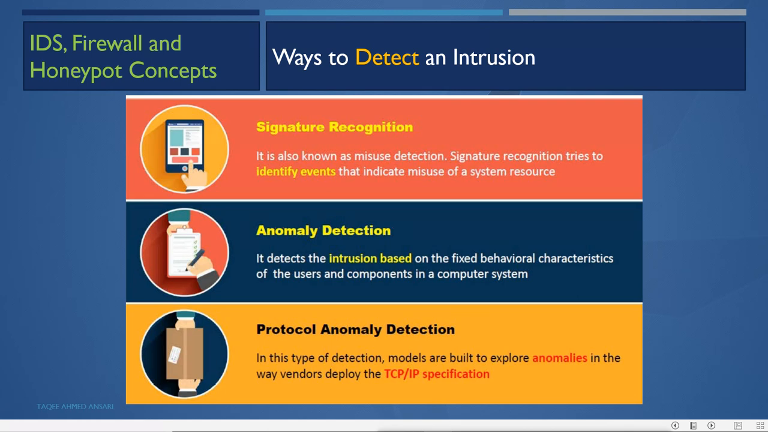In this, it detects the intrusion based on the fixed behavioral characteristics of the users and components in a computer system. Whatever user, system, or component we have in this computer, they are intended to do something, and if they are trying to do something else, that means there is some kind of problem. For example, suppose it is a normal text file, but the text file is doing something else, like working as an execution file. So it can be an anomaly. It can be a problem.